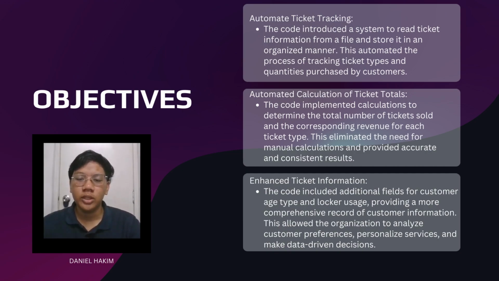The second one is automated calculation of ticket totals. The code implemented calculation to determine the total number of tickets sold and the corresponding revenue for each ticket type. This eliminated the need for manual calculation and provide accurate and consistent result. The last one is enhanced ticket information. The code included additional field for customer age type and local usage.